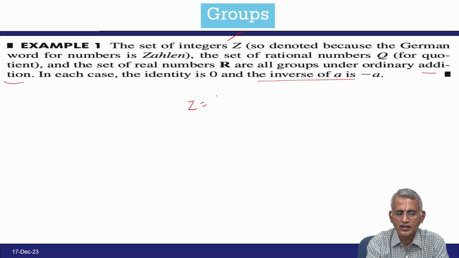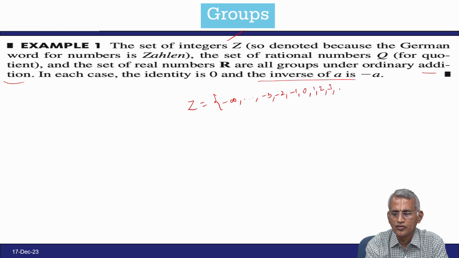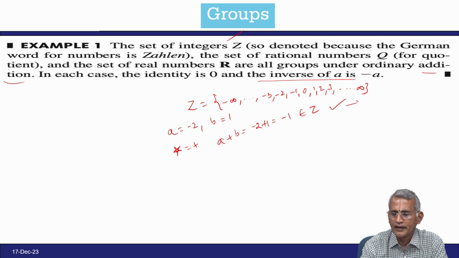Let us check: Z equals minus infinity and so on, minus 3, minus 2, minus 1, 0, 1, 2, 3 and so on to infinity. Now you take a equal to minus 2 and b equal to 1, under star, which is here the plus operation. Then a plus b equals minus 2 plus 1 equals minus 1. Check it out, minus 1 belongs to Z, therefore it is closed.